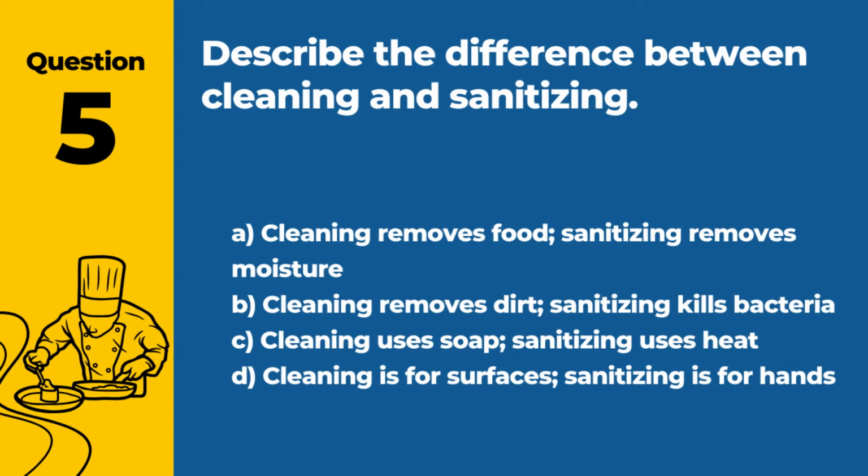Question 5. Describe the difference between cleaning and sanitizing. A. Cleaning removes food. Sanitizing removes moisture. B. Cleaning removes dirt. Sanitizing kills bacteria. C. Cleaning uses soap. Sanitizing uses heat. D. Cleaning is for surfaces. Sanitizing is for hands. Answer: B. Cleaning removes dirt. Sanitizing kills bacteria. Cleaning removes dirt and debris, while sanitizing kills bacteria and other pathogens.